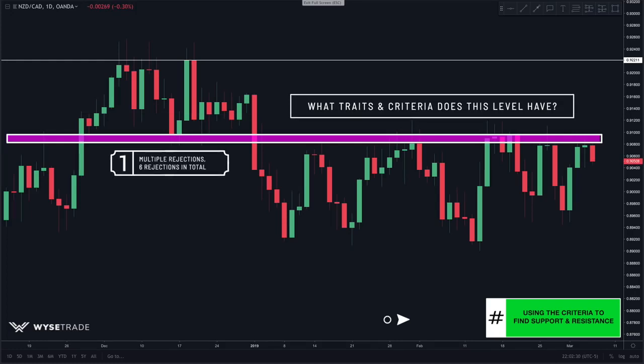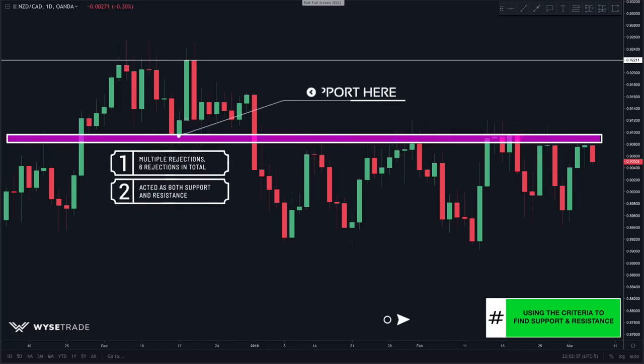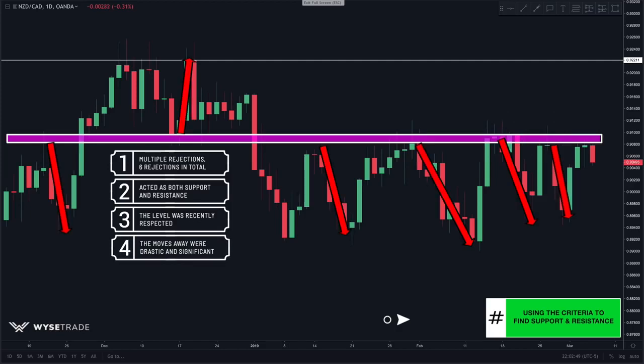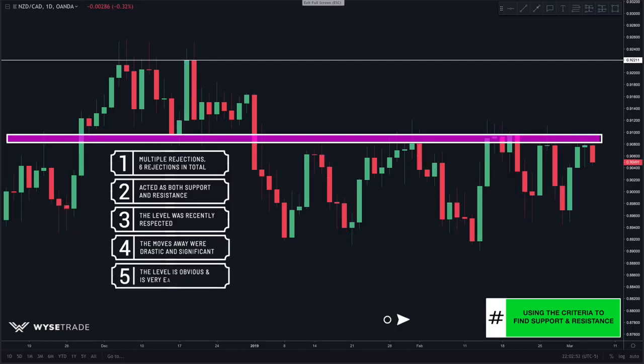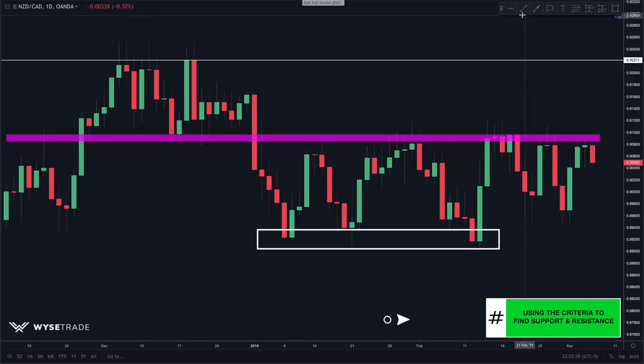1. There are multiple rejections of this level, a total of 6 rejections. 2. This level has acted as both support and resistance. 3. The level was recently respected, meaning it is still valid in a current time period. 4. The moves away from this area are drastic. And 5. The level is fairly obvious, as you should have been able to see the reversals from this area very quickly. Now, moving on down, we spot the 3 rejections here and draw in another level.